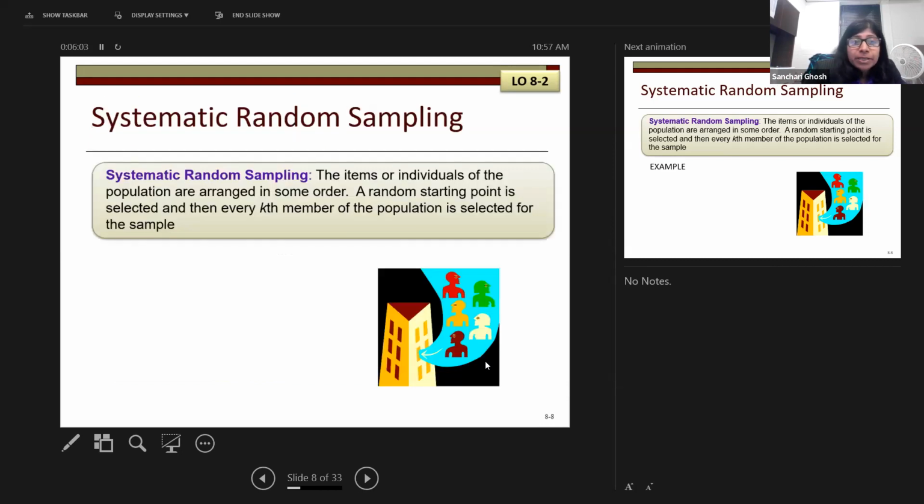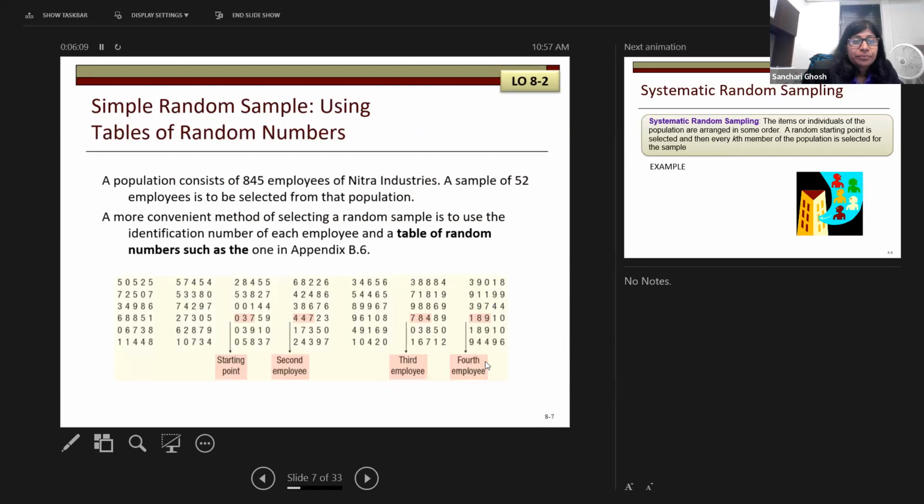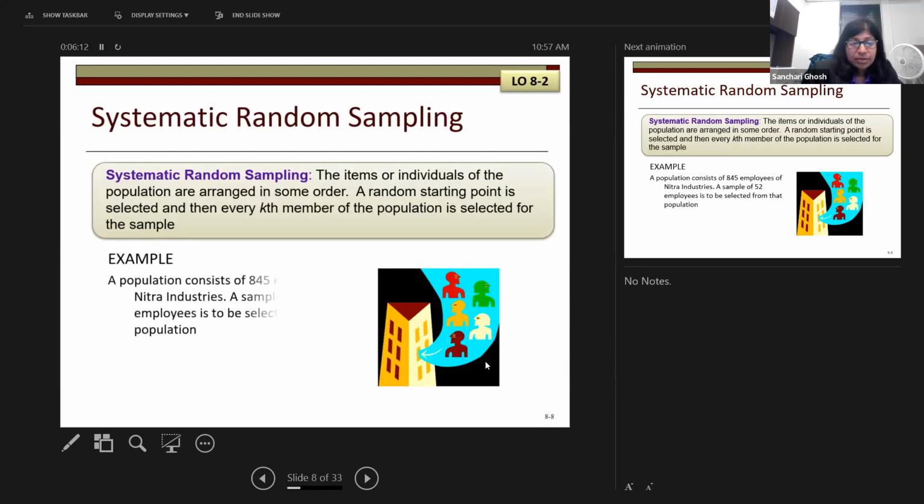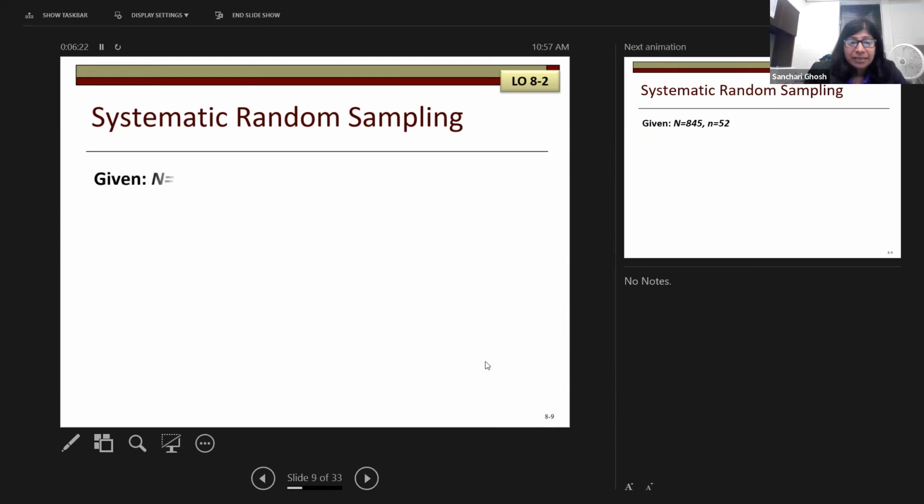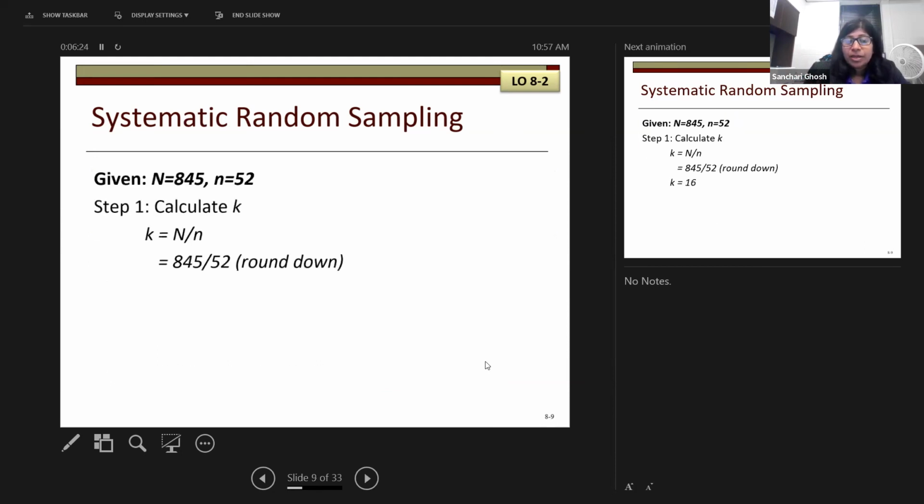Systematic random sampling. Systematic random sampling is almost like the items or individuals are arranged like this. You have 845 employees, and you are picking the individual that is some kth member of the population. Okay, so you wanted to get a sample of 752, and the number of observations is 845. Let's say this is just a hypothetical example.